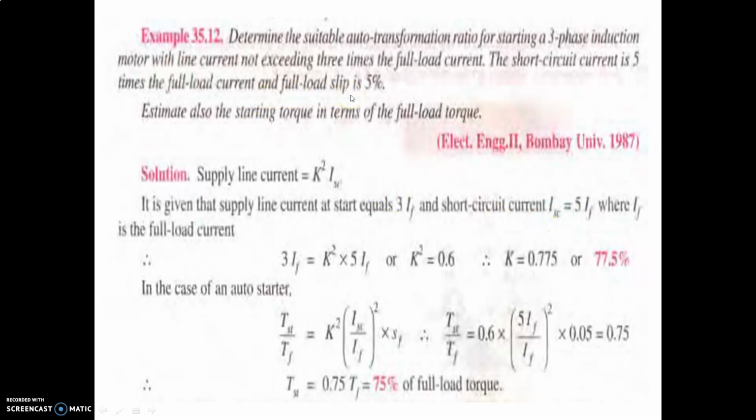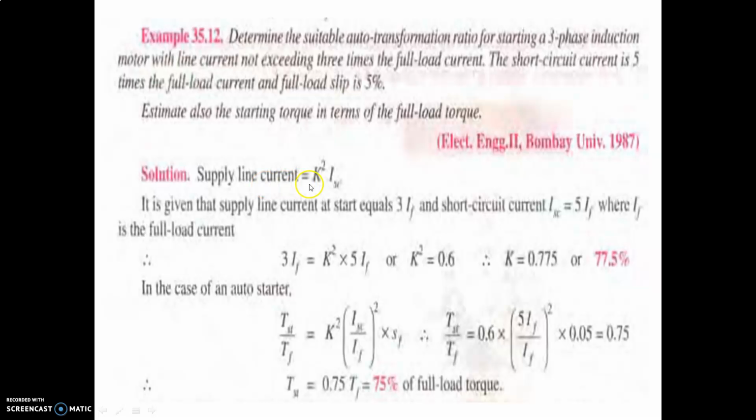And the full load slip SF is given as 5%. Okay, three data are given. Estimate also the starting torque in terms of the full load torque. Two parameters we have to calculate: one is the transformation ratio, and another is the starting torque in terms of full load torque. These two parameters we have to calculate with the given data.